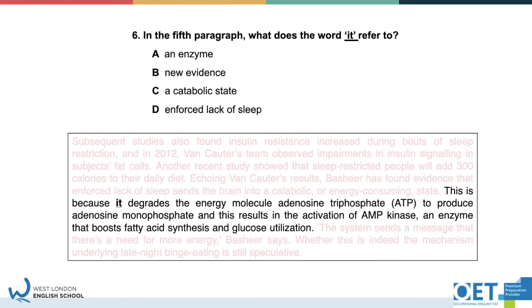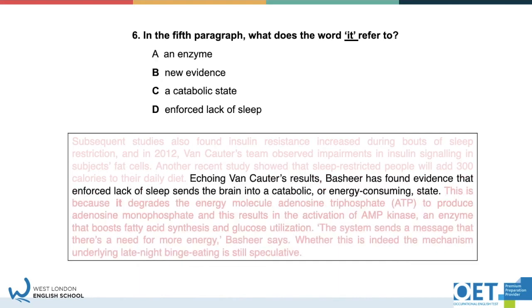Okay, so again, the same thing as we had before, we have a word highlighted. In this case, the word is "it". So we need to find it in the paragraph. And we can see here that it says, "this is because it degrades the energy molecule." So we want to look for the thing that degrades the energy molecule. What degrades the energy molecule? And where it says, "this is because", we don't know what this is either. What is this referring to? Again, we have to look above.